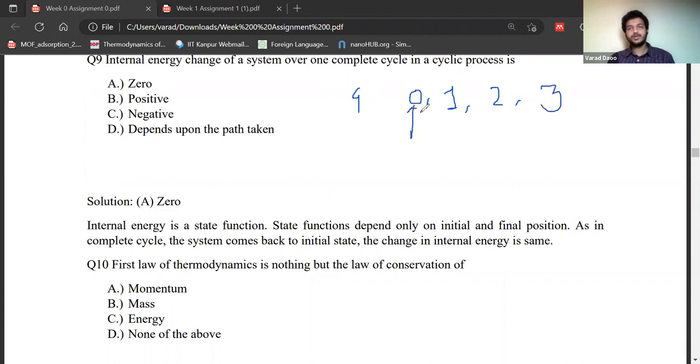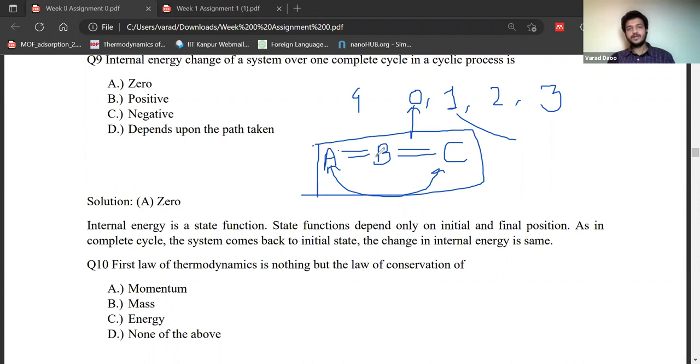So the 0th law, what does it say? That if system A is in equilibrium with system B and system B is in equilibrium with system C, then A and C are in equilibrium. This essentially tells us that there has to be a property, which we now know as temperature, where TA equals TB equals TC. So the zeroth law of thermodynamics basically gives us the definition of temperature.